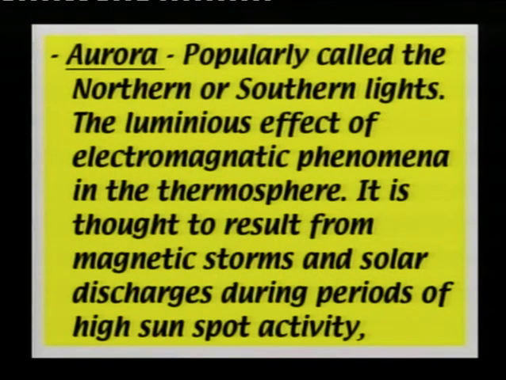Aurora, according to the information from the monitor, is popularly called the northern or the southern lights. The luminous effect of electromagnetic phenomena in the thermosphere mainly. We should all know what the thermosphere is now. It is thought to result from magnetic storms and solar discharges during periods of high sunspot activity. And since some of you are making note of that, I'll give you at least a minute. And then there's a second slide for further explanation of the aurora.